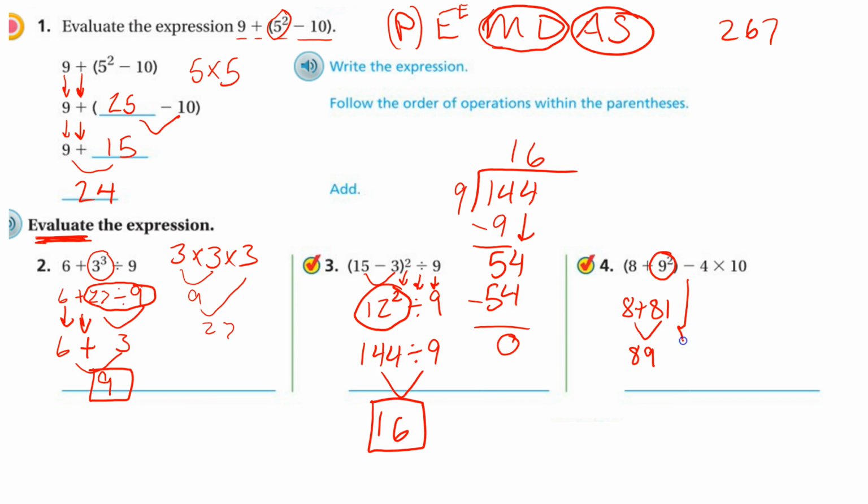Okay, now we bring everything else down. The minus, the 4, the times, and the 10. And multiplication comes next. So we're going to bring the 89 down. We're not doing anything with it. We bring the subtraction down. And 4 times 10 is 40. And lastly, we do 89 minus 40. And that is our final answer.